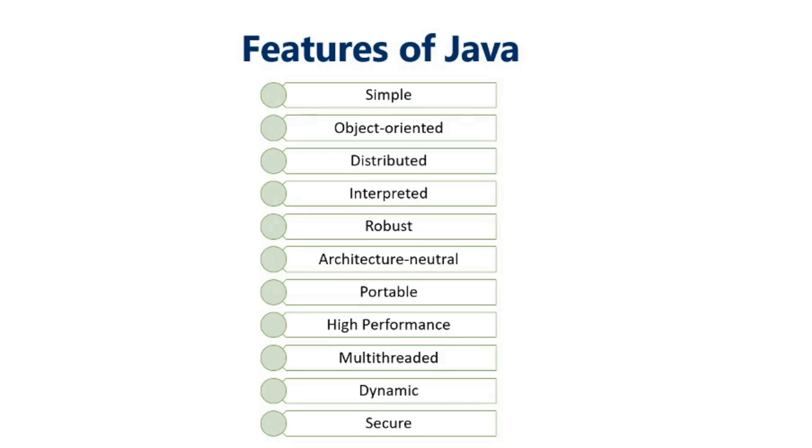So all these are the features. How many features are there? You count them. You memorize all the features. First you understand and you remember the names of all the features. So what are the features? Simple, object oriented, distributed, interpreted, robust, architecture neutral, portable, high performance, multi-threaded, dynamic and secure.